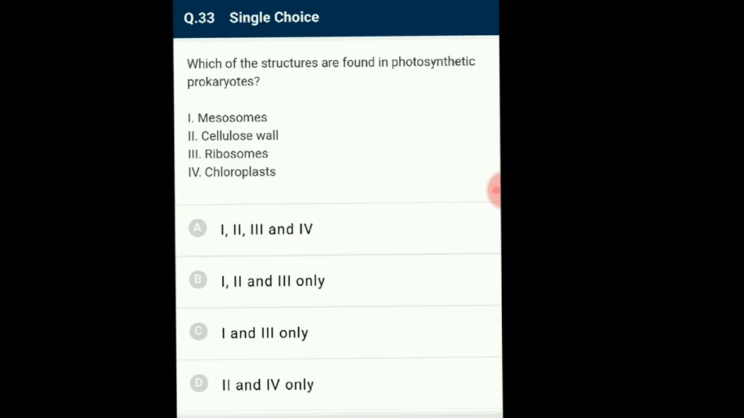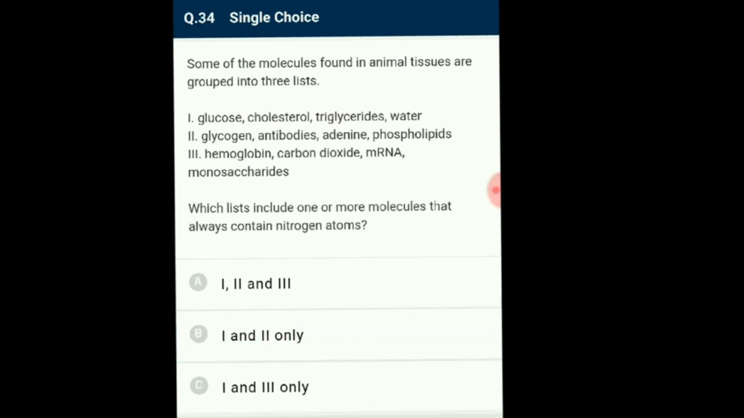Question number 33. Which of these structures are found in photosynthetic prokaryotes? Here four structures are given: mesosomes, cellulose, ribosomes, chloroplast. From that, mesosomes and ribosomes are found in photosynthetic prokaryotes. So the correct option for this question is option C, 1 and 3.